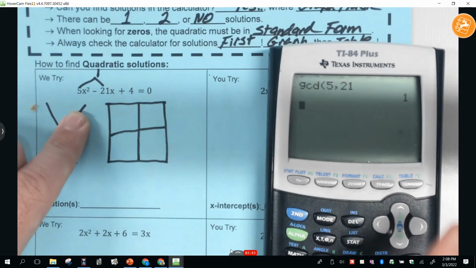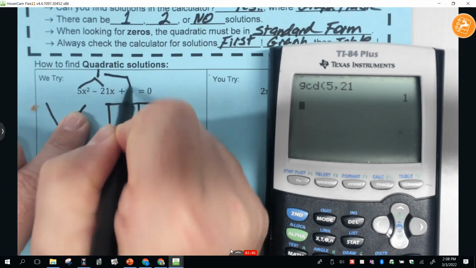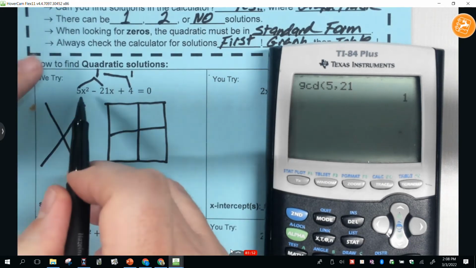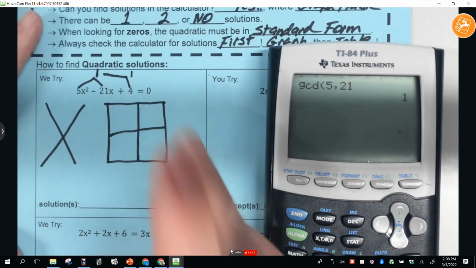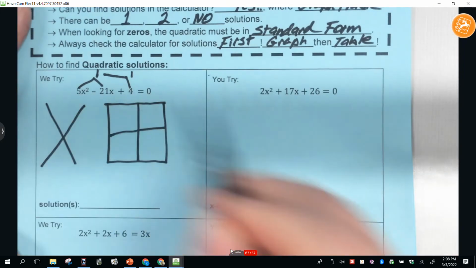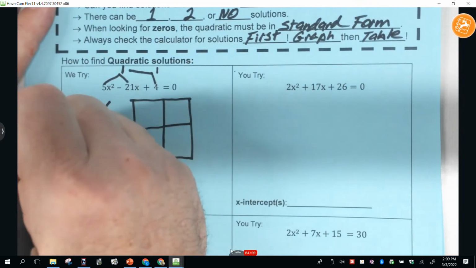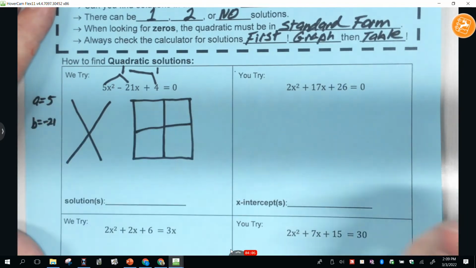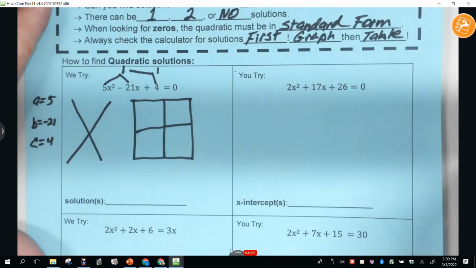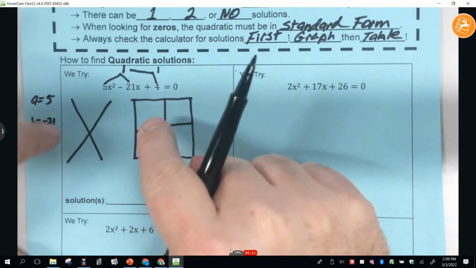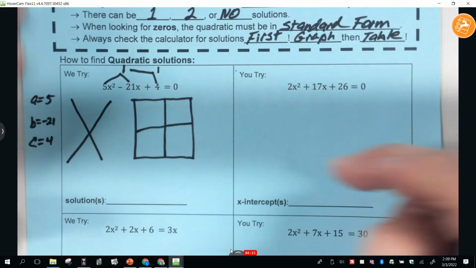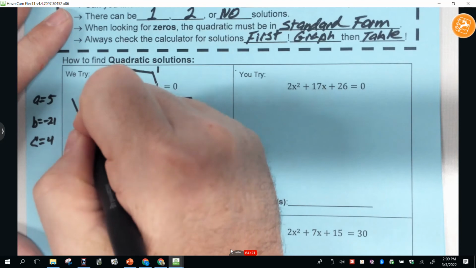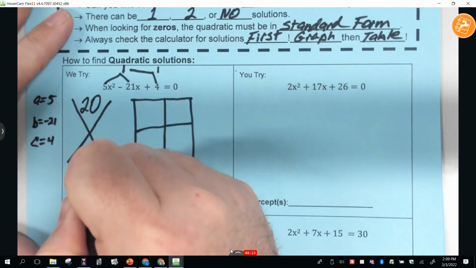Now I need to take the GCF of 1 and 4. Well, the GCF of 1 and anything else is just going to be 1. So here my GCF is 1. So I'm going to use 5 as my A. B is going to be negative 21. And then C is going to be 4. Again, I'm doing the X box in order to get the factors. So 5 times 4 gives me 20, so I'll put that here, and then negative 21 goes there.